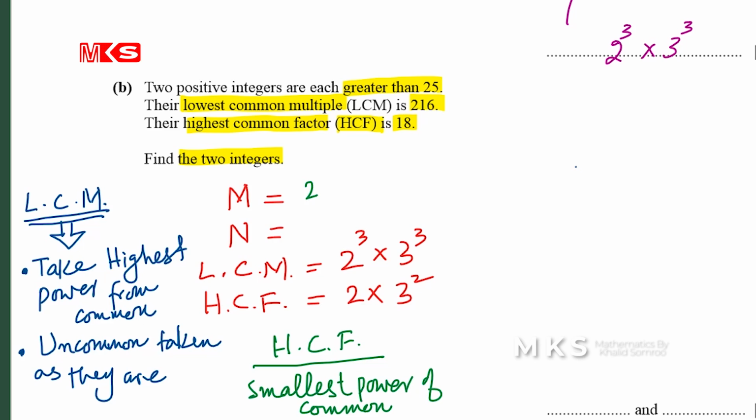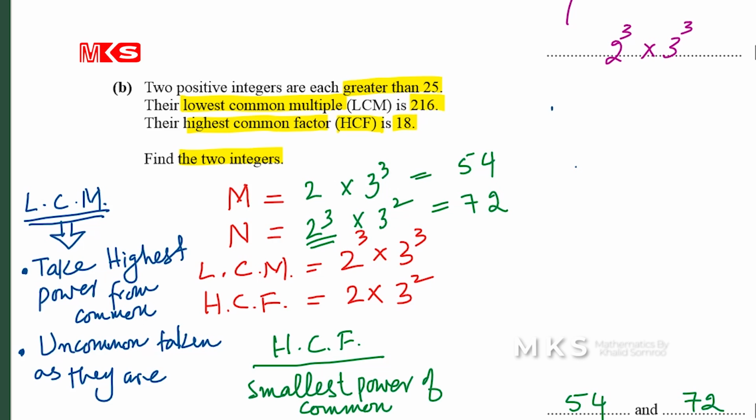In one of them would be 2, and in the other there would be 2 cube. In the same way, in one there would be 3 cube, and in the other there would be 3 square. That would make 3 cube, which is 27, times 2 is 54, and this is 2 cube and 3 square, so 8 times 9 is 72. So both of them are greater than 25. There could be some other option here.